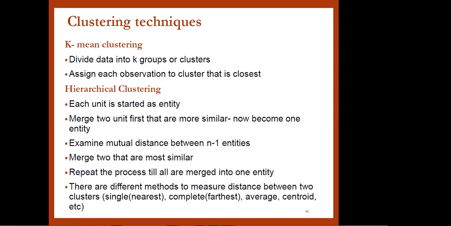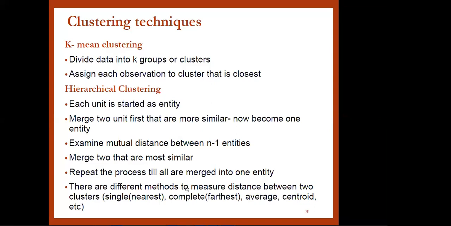And what is done in hierarchical clustering? We start with each unit as an entity, so there are n units. Then we merge the first two units that are most similar, and they become one entity, put in one cluster. Then we again examine the distance between the remaining n-1 entities and that merged entity, and merge those that are more similar. We repeat this until all the units are merged into one entity.